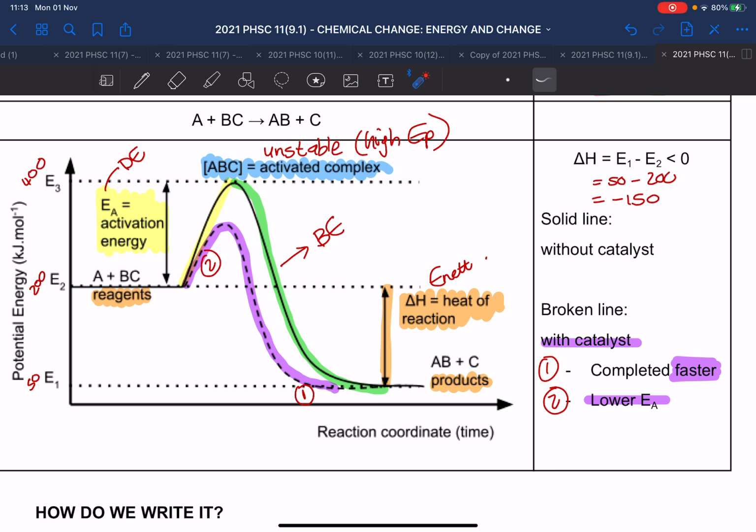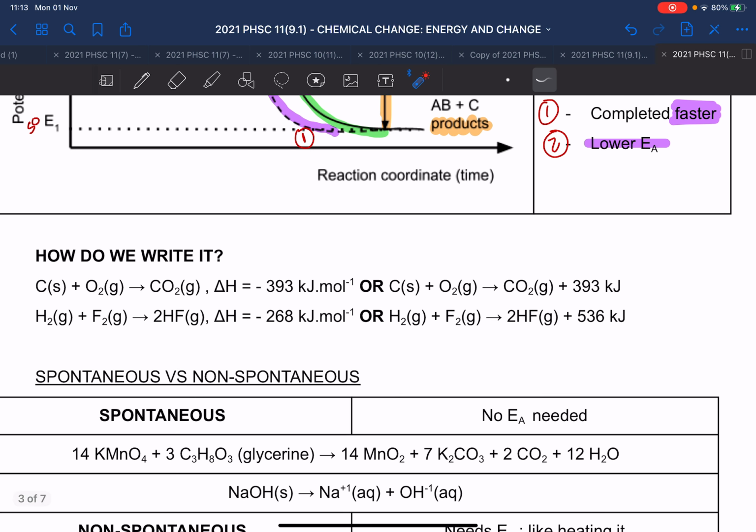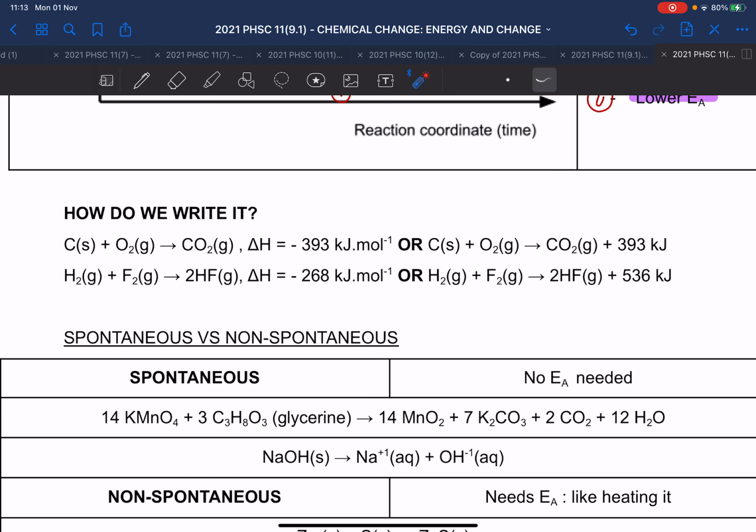Now, how do we write this down in a reaction? You can write it down in one of three ways. The first way is after you've written down the reaction, you write a comma, and then you say the enthalpy is negative, or the enthalpy is lower than 0, smaller than 0. Or, if it's an exothermic reaction, then it gives off energy.